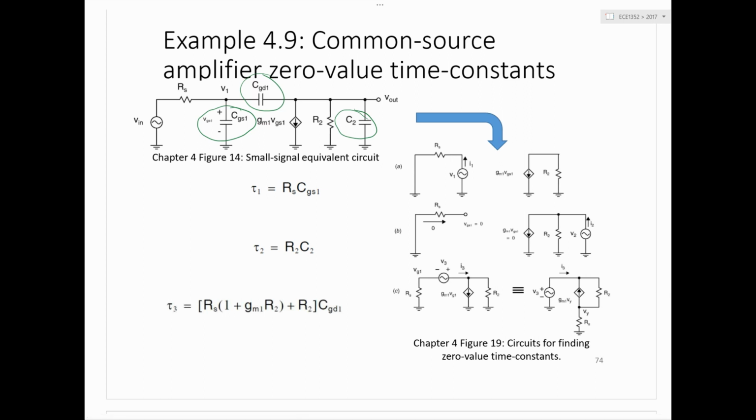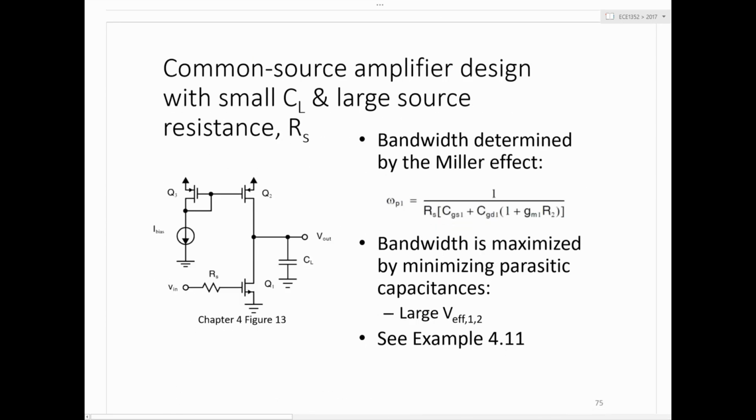So that's fine and all, but I really want to emphasize the two main possibilities that arise most often in the design of common source amplifiers, integrated circuits. So one is where the time constant at the input is the dominant one. Specifically, the time constant associated with the Miller capacitance. So you're familiar with this. The Miller effect causes this CGD to look A times bigger at the input.